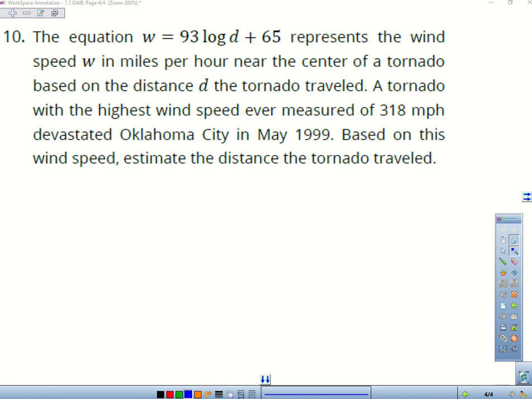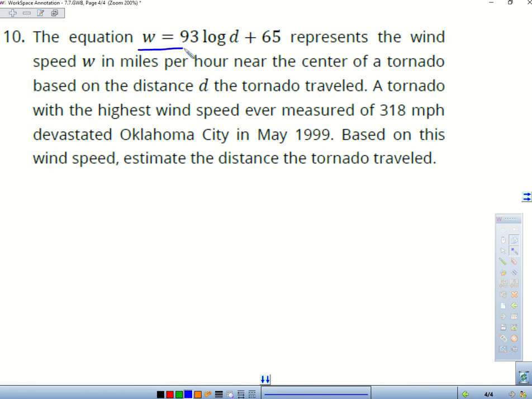All right, so the equation w equals 93 times log of d plus 65 represents the wind speed w in miles per hour near the center of a tornado based on the distance d the tornado traveled. A tornado with the highest wind speed ever measured of 318 miles per hour devastated Oklahoma City in May of 1999. Based on this wind speed, estimate the distance the tornado traveled.